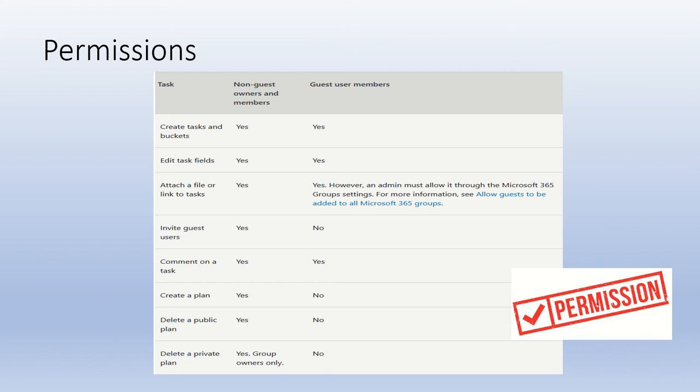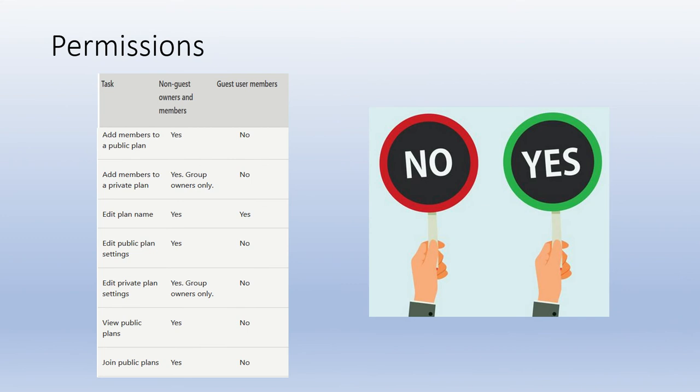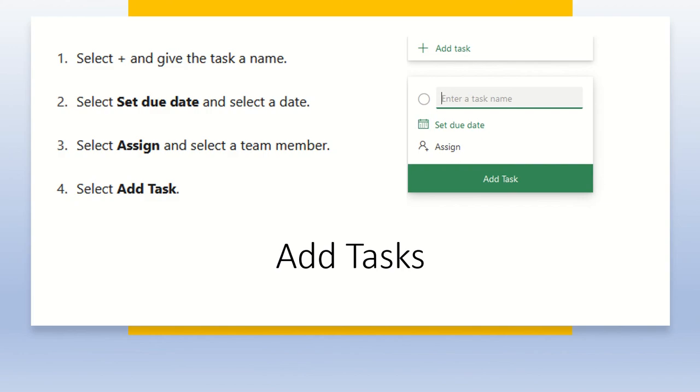So there are going to be a few limitations, but it's kind of common sense stuff, like the guests can't invite other guests to be able to view the plan. So you're going to need someone like the owner to add that for them. Obviously, they can't create new plans under your tenant. They can't delete a public plan. And then just kind of some other basic things like the privacy settings, viewing the public plans, those kinds of things. So there are a few limitations, but really the guest access does what it needs to do. It gives that visibility to the project plan.